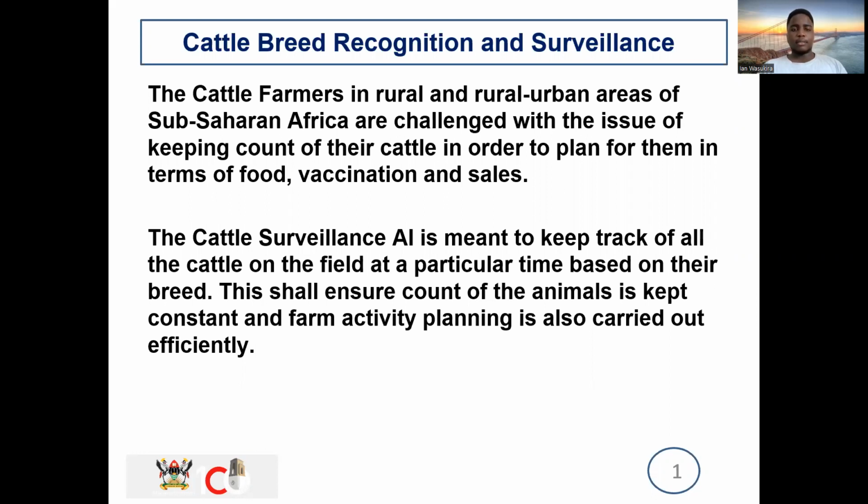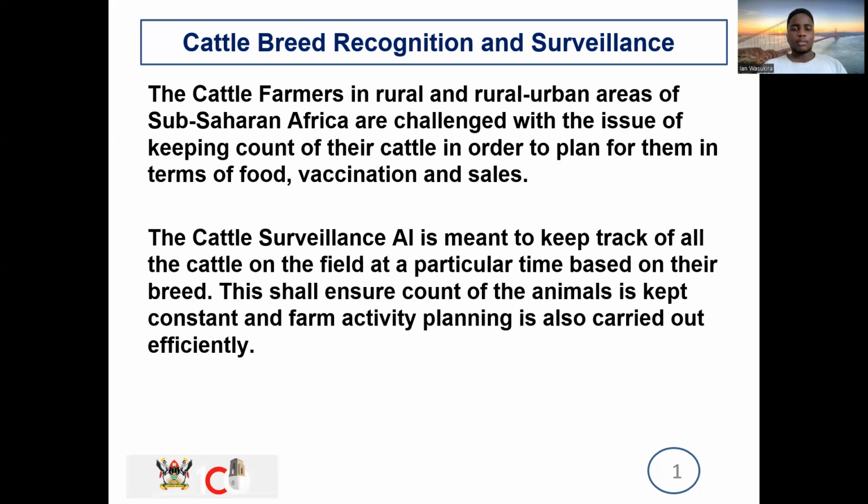Being in East Africa, the most common economic activity carried out is cattle breeding and cattle rearing. It is a key part of our economy as it adds to the varieties of meat on the market and also supplies milk.